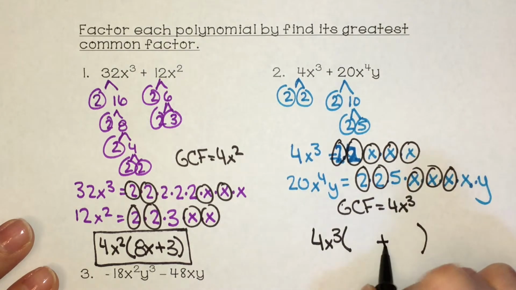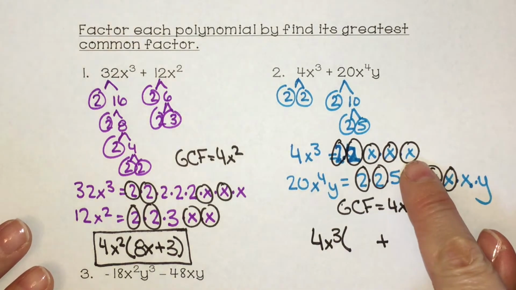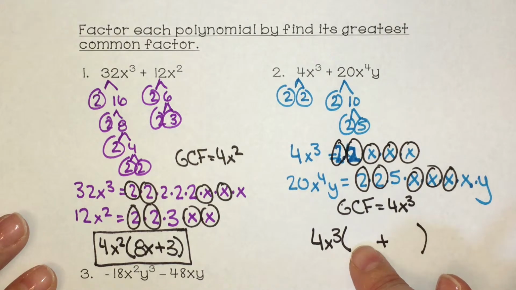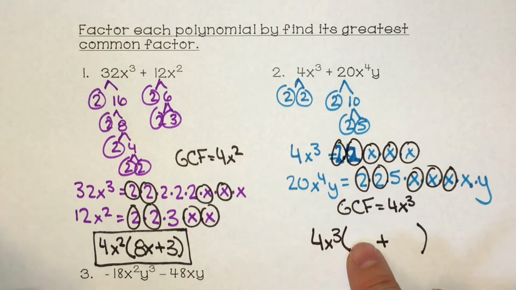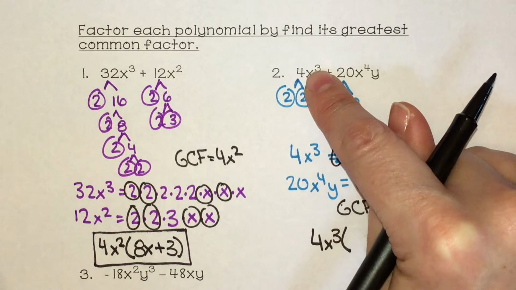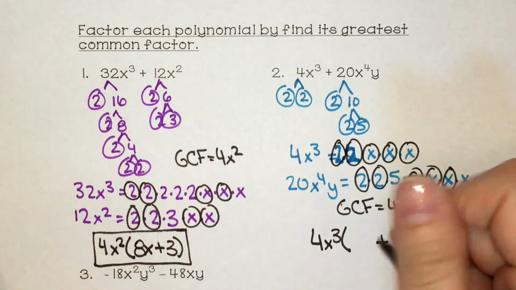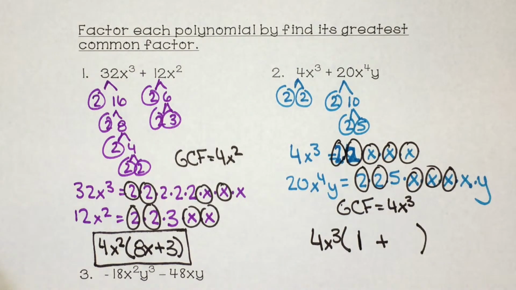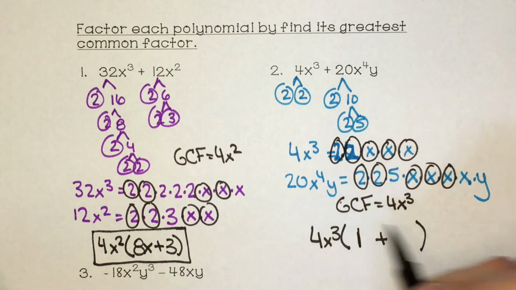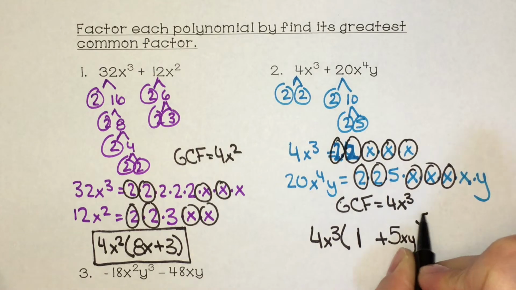There's plus in between. All right, so this first one I have nothing left. But that doesn't mean I can put a 0. I can't leave it blank. Because if I re-multiply, I have to say 4x cubed times what would give me 4x cubed? Well, times 1. So I have to put 1 in there. Because if I factored something out, basically divided, 4x cubed divided by 4x cubed is 1. You have to have it there. Okay, in my 20x to the 4th y, I'm left with 5 times x times y, so 5xy.